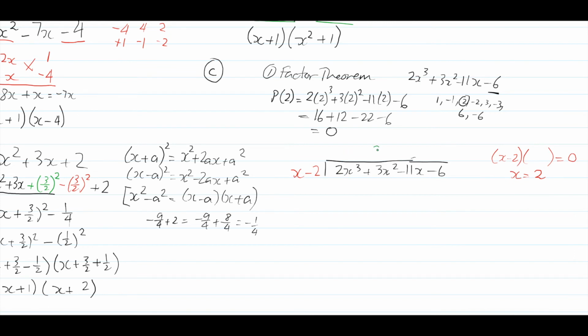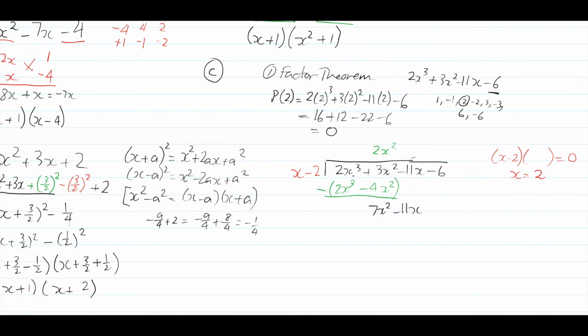So you can multiply it by 2x squared, because 2x squared times x gets us 2x cubed, and you minus. So 2x squared times x is 2x cubed, and then 2x squared times -2 is -4x squared, and then you subtract them apart. This cancels out very nicely, and then 3x squared minus 4x squared gets you to 7x squared, and then you bring down the next term, which is -11x.